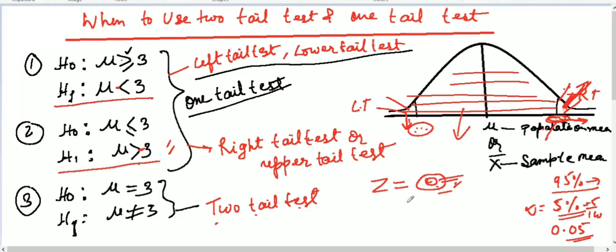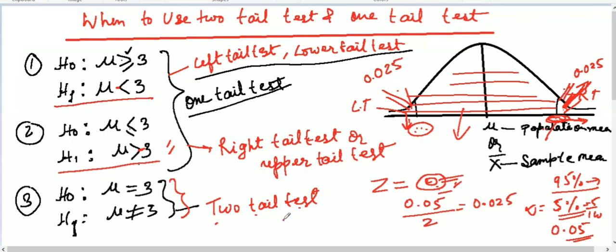When you are going to use a two tail test, when this condition appears, you have to divide 0.05 by 2, which is 0.025. So this 5% will be divided into two areas. This area represents 0.025, and this area represents 0.025. Now your Z score can lie here or here. If it lies in either of the areas, then you have to reject the null hypothesis.